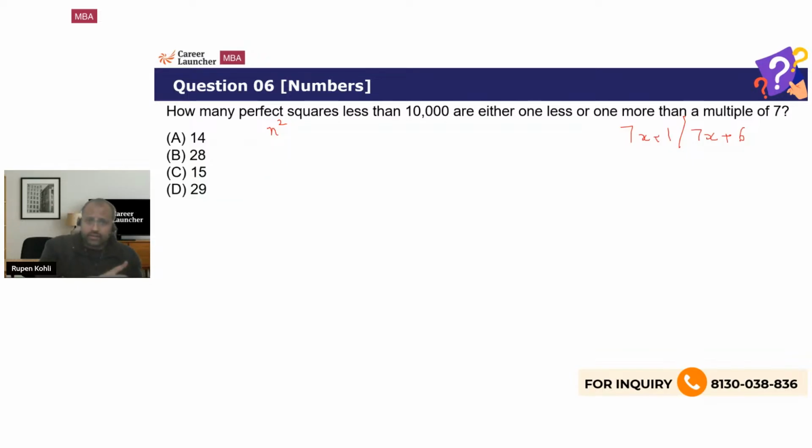N square, where n is less than 100, because numbers are less than 10,000. N square is less than 10,000, so n is less than 100. So n can take the values from 1 to 99. Such numbers we have to count such that n square is of the form 7x plus 1 or 7x plus 6.